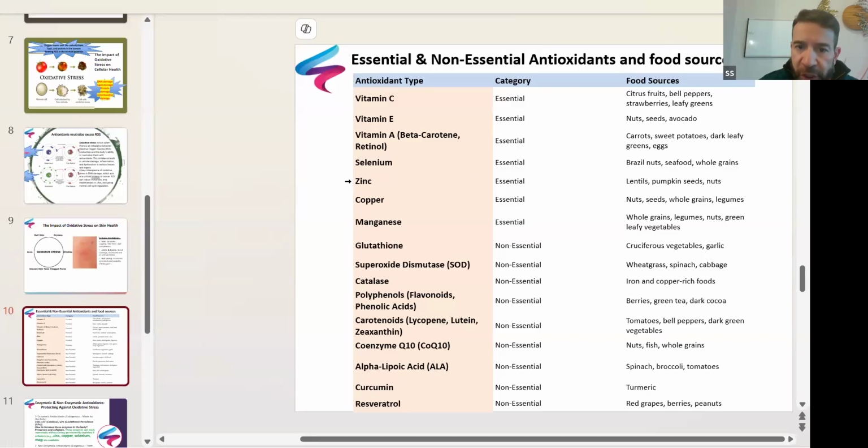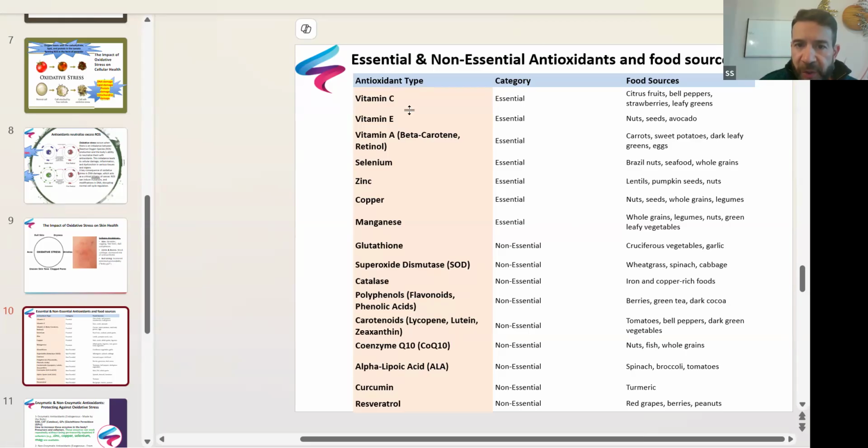But then we have cofactors. Cofactors are things like zinc, copper, magnesium. These are cofactors that help the body produce endogenous enzymes as antioxidants. So the best thing to do is make sure we have enough of these minerals that serve as precursors to these enzymes, such as superoxide dismutase. So the body prioritizes enzymes over exogenous antioxidants.